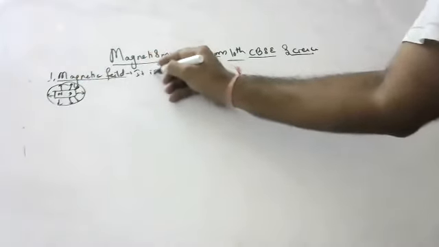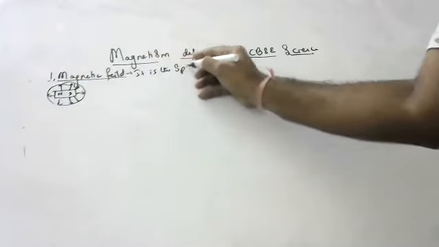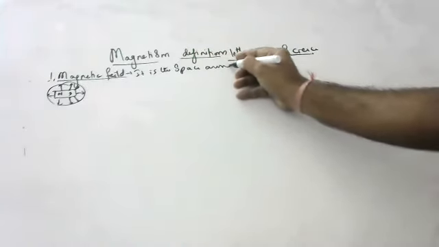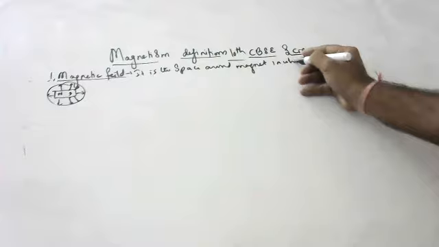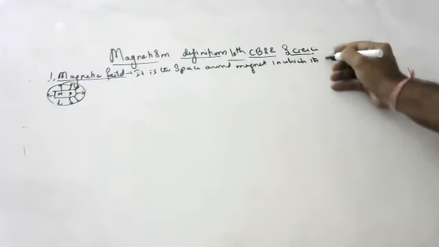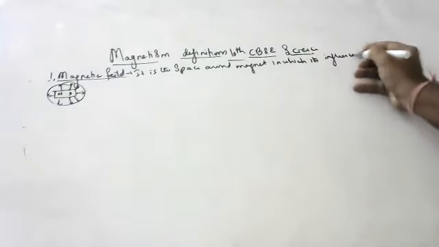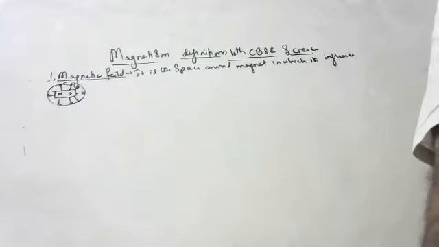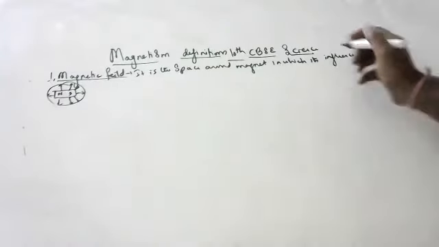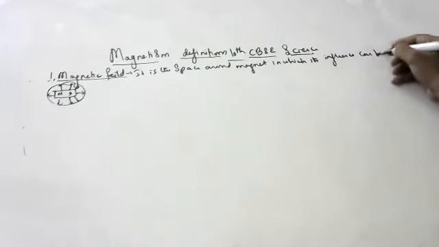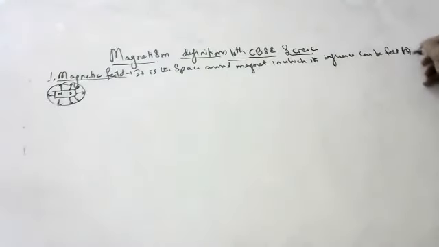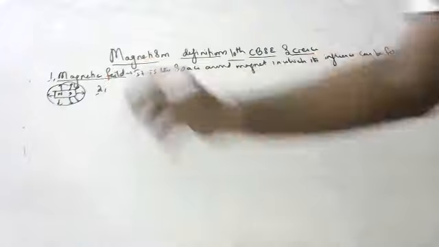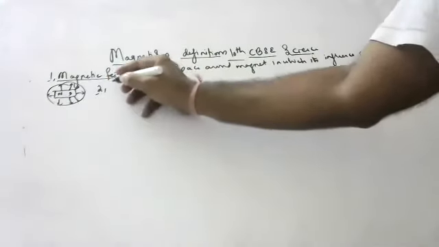It is the space around the magnet in which its influence can be felt. What is the definition? It is the space around the magnet in which its influence can be felt. Draw this diagram, and it's denoted by B, we all know, and its units are Oersted.